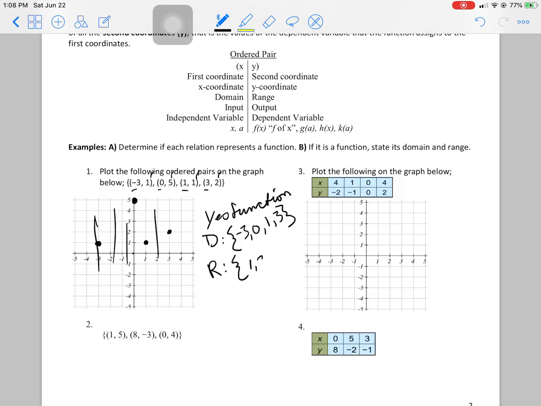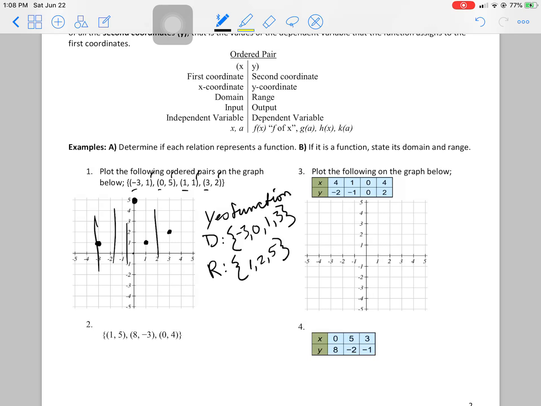So 1, 2, 5. I know there's two 1s, but if you say that 1 is in the set, it's in the set. You don't have to write it twice, okay? We only want to write it one time because it's in the range, okay?